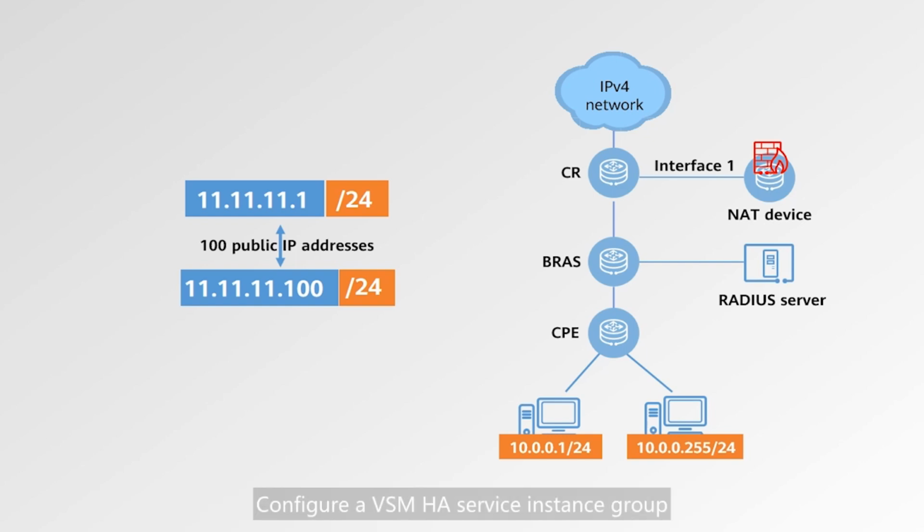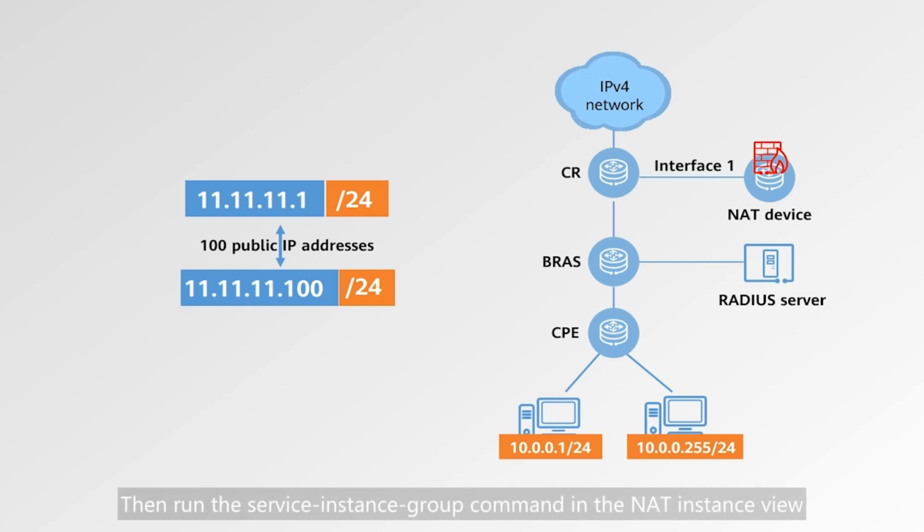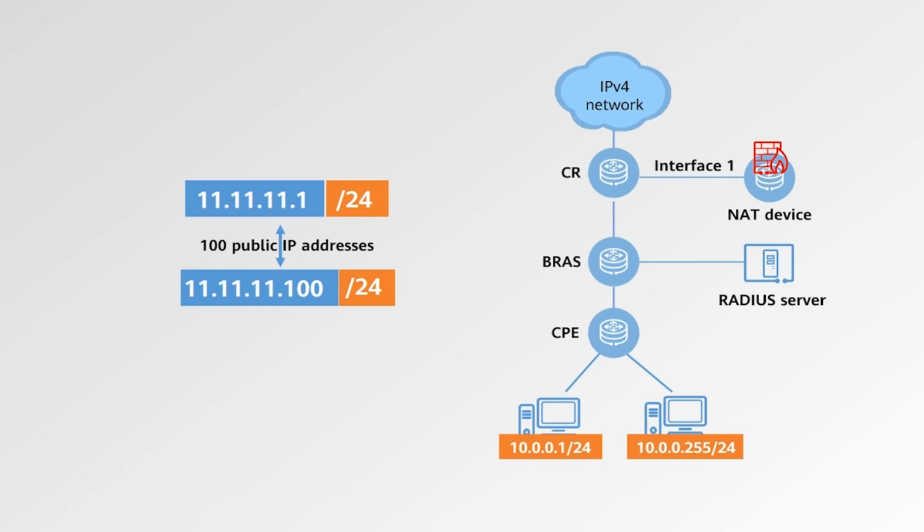Configure a VSM-HA service instance group and a NIT instance named NIT1. Then run the service instance group command in the NIT instance view to bind the VSM-HA service instance group to the NIT instance. In this way, the NIT instance is associated with the service board.